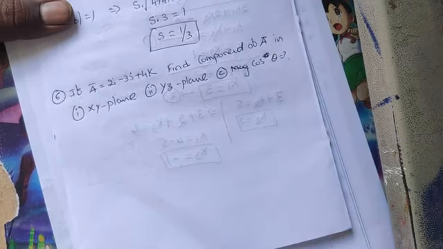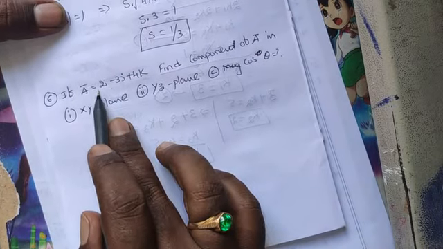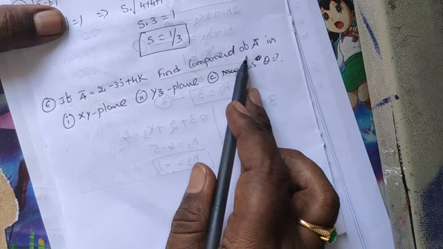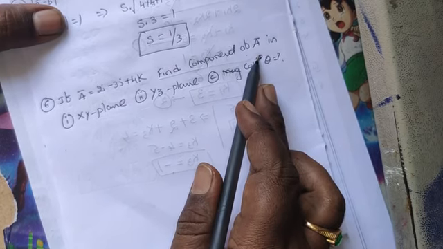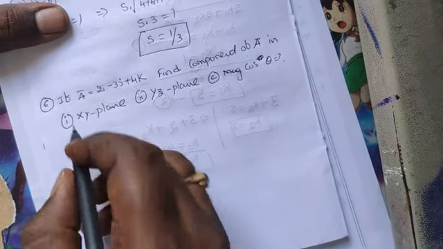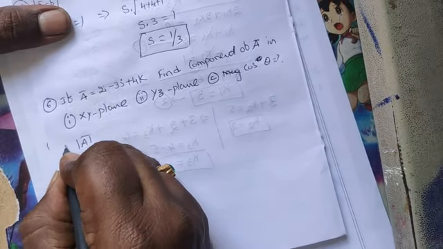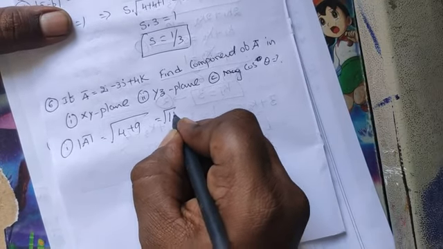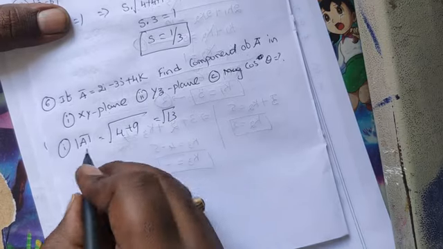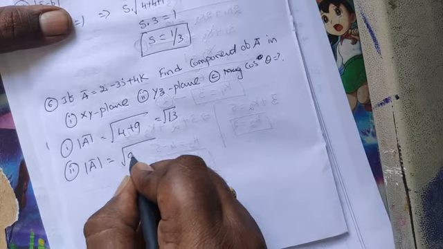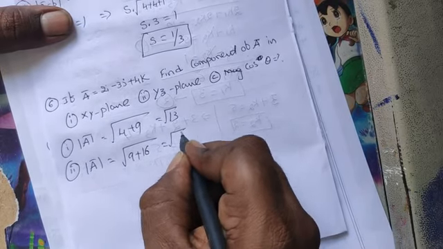Next, last but not least, A bar is given as 2i minus 3j plus 4k. Find the component of A bar in the xy plane. If we take the xy plane, the magnitude of A is root of 4 plus 9, that is root 13. Next we are asked for the yz plane. In the yz plane, the magnitude of A is root of 9 plus 16, that is root 25, that is 5.